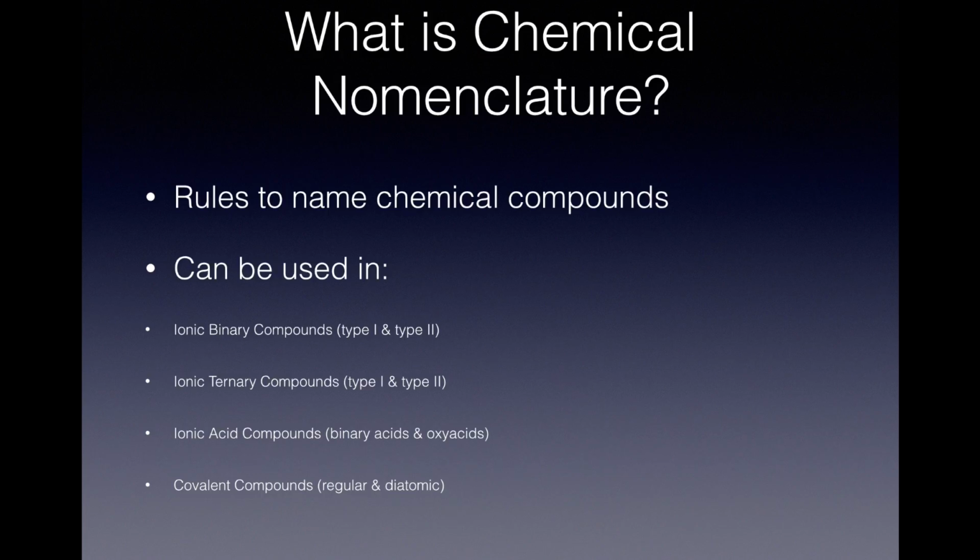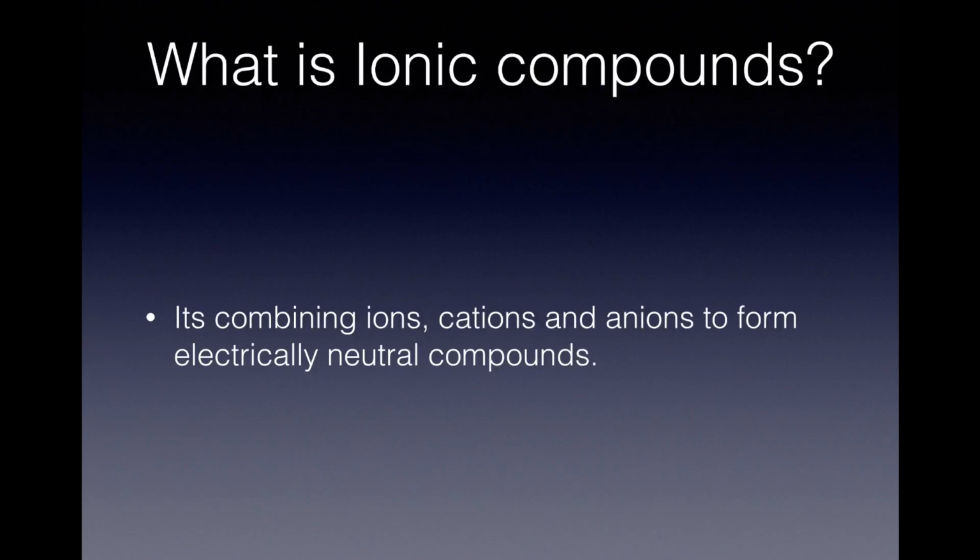So first I'm gonna start by telling you what it is. It's rules to name chemical compounds and can be used in four ways: in binary compounds, ternary compounds, acid compounds, and covalent. As you can see, each type has within it two types, and today I'm gonna show you how to use them all, the way you set them up, and an example. So ionic compounds is combining cations and anions to form chemical neutral compounds.